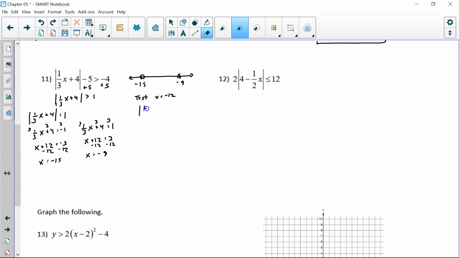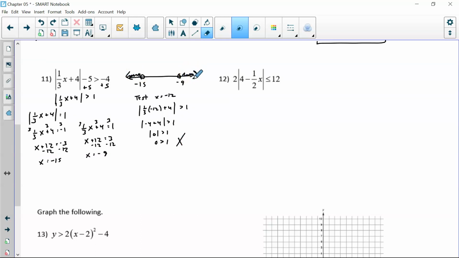Absolute value of 1/3 times negative 12 plus 4 greater than 1. Now I picked a number that was divisible by 3 just to make this a little bit easier. 1/3 times negative 12 is negative 4, plus 4, greater than 1. Negative 4 plus 4 is 0. The absolute value of 0 is greater than 1. 0 is greater than 1. That didn't work. So our solutions aren't in between. They're in opposite directions.